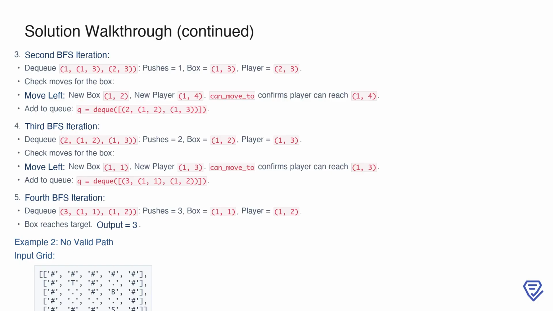Moving further, we dequeue the state where the box is now at 1, 2, and the player is at 1, 3, with 2 pushes made. The only valid move for the box is to go left again to 1, 1, which is the target position. The player needs to stay at 1, 3 to make this push, which is validated by can_move_to. We enqueue the new state with 3 pushes, the box at 1, 1, and the player at 1, 2. Finally, we process the state where the box is at the target, 1, 1, and the player is at 1, 2. Since the box has reached the target, we output the minimum number of pushes required, which is 3.